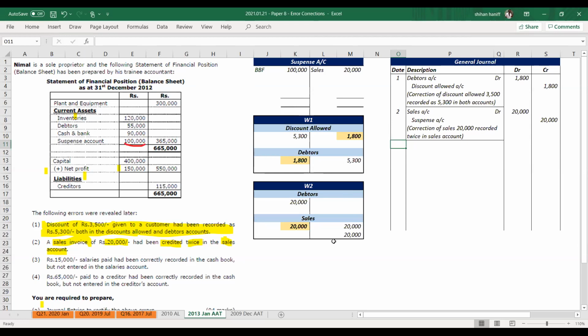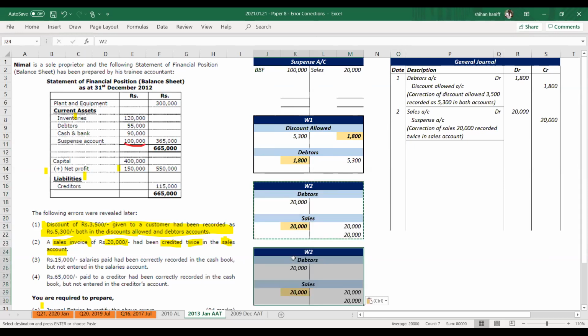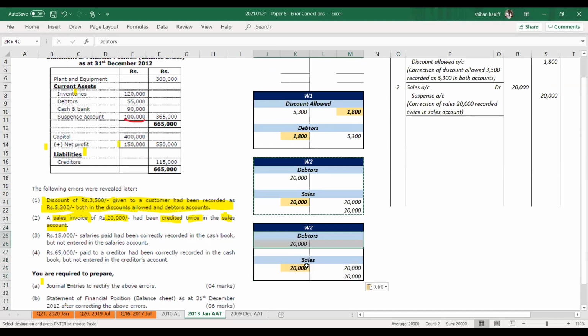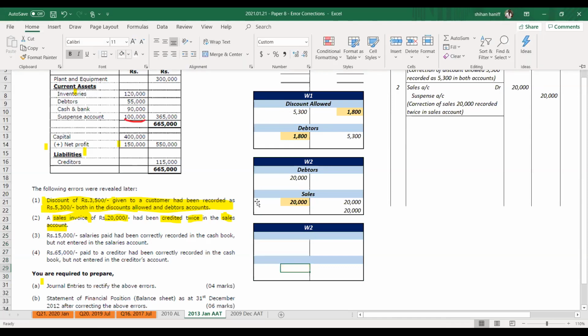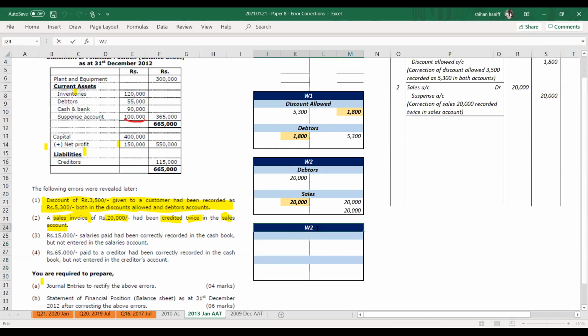Then the third one, working number 3. 15,000 salaries.